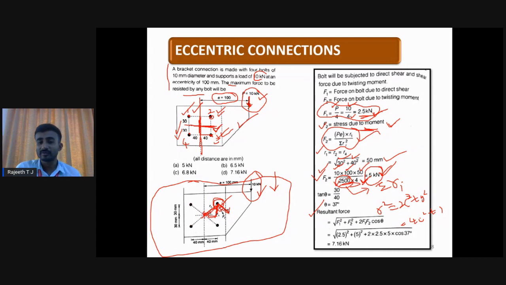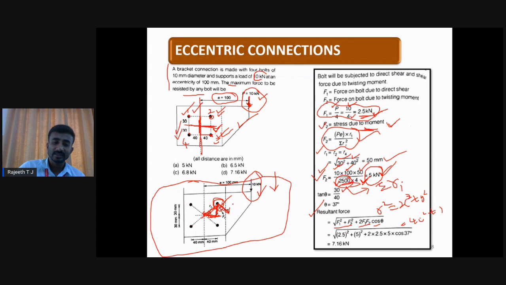if you apply the resultant force formula, resultant force equals what? F1 square plus F2 square plus 2 F1 F2 cos theta. What is theta? Theta here is the angle between the radial line and the horizontal centroidal line. So in this figure, tan theta will be opposite by adjacent.